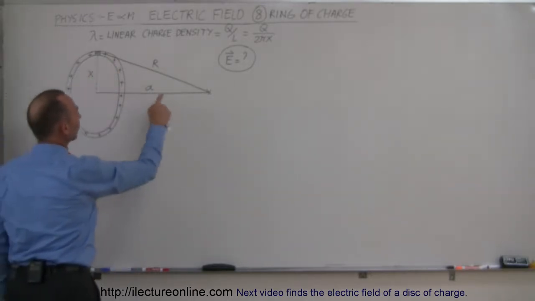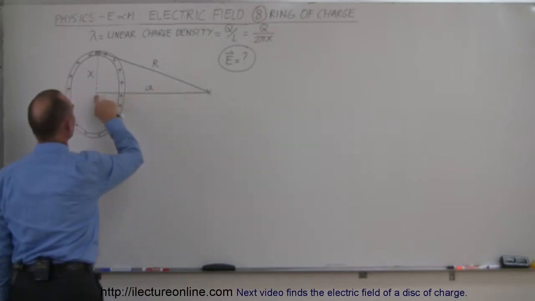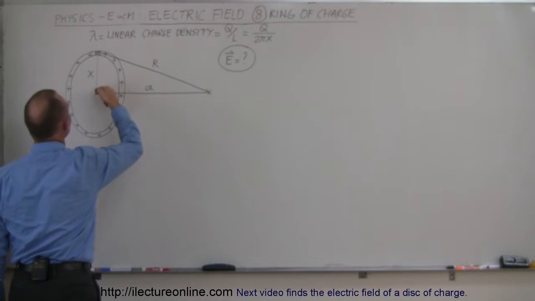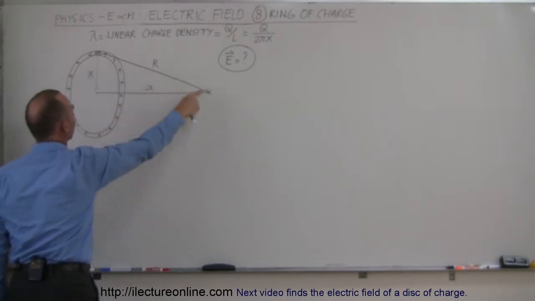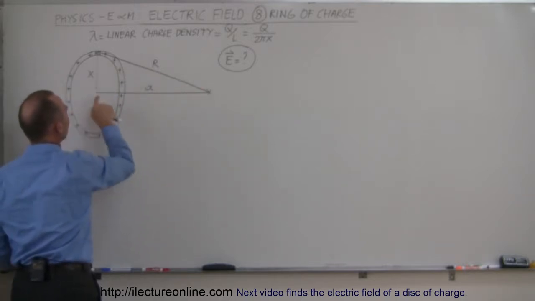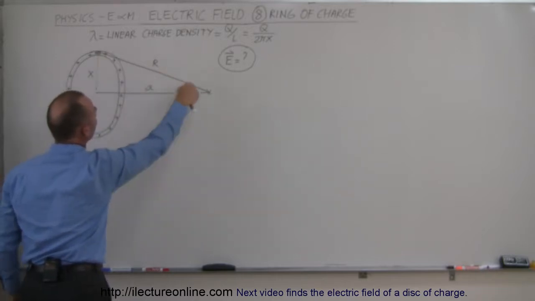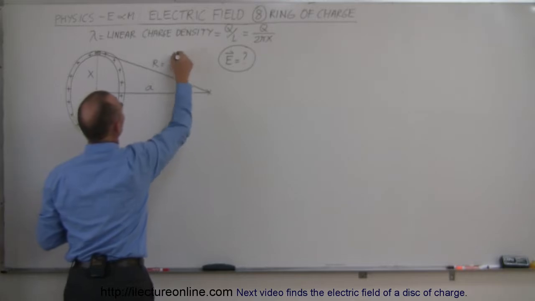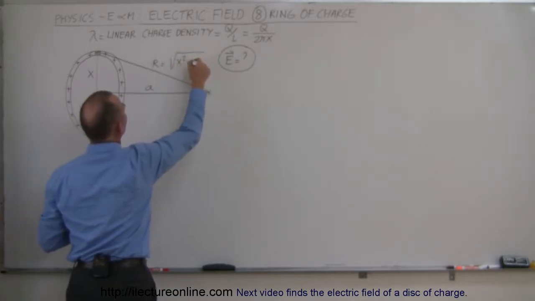And A is the distance from the point of interest to the center of the circle. This point will be centered directly above this point right there. And so therefore we have a nice geometry between x, the radius, A, the distance to the point, and then R will be the hypotenuse, which would therefore be equal to the square root of x squared plus A squared.